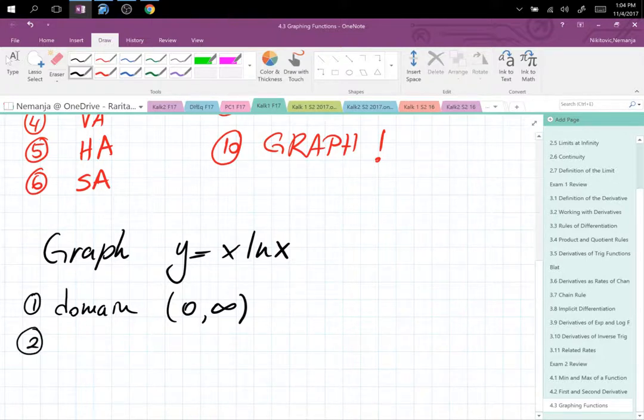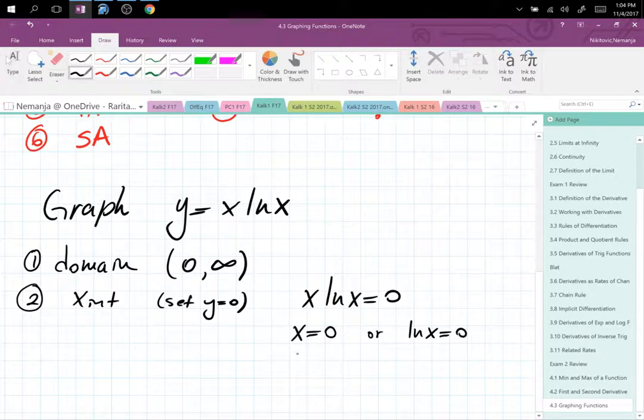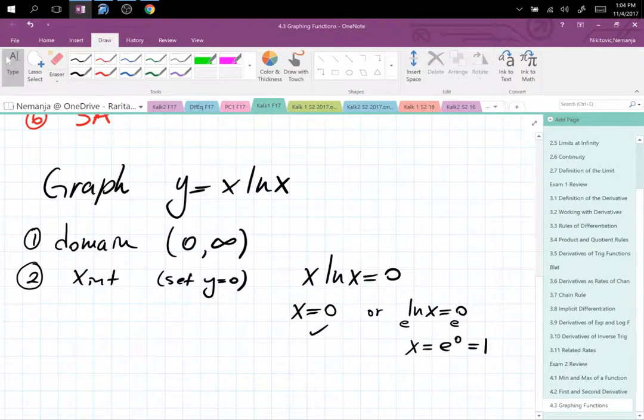Number 2, x-intercept. We get that when we set y equal to 0. So we say x ln x equals 0. Now, when we set this equal to 0, we get x equal to 0 or ln x equal to 0. x equal to 0 is already solved, there's nothing to do there. ln x equal to 0, we can exponentiate both sides with e, and we get that x is equal to e to the 0, which is 1. So now we have an x-intercept at (1, 0).